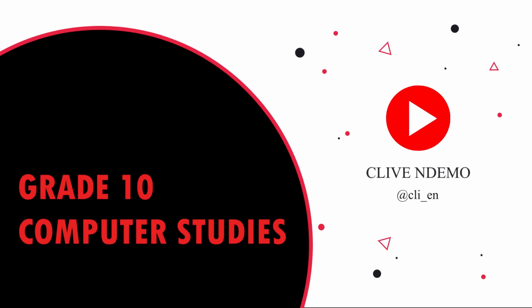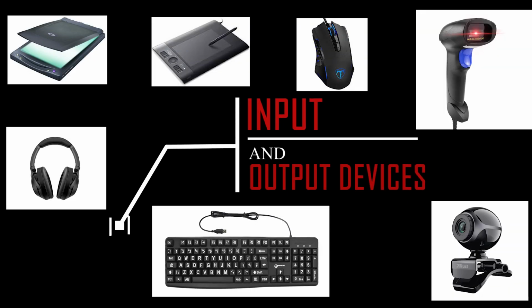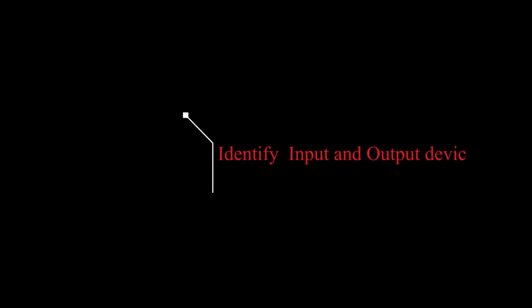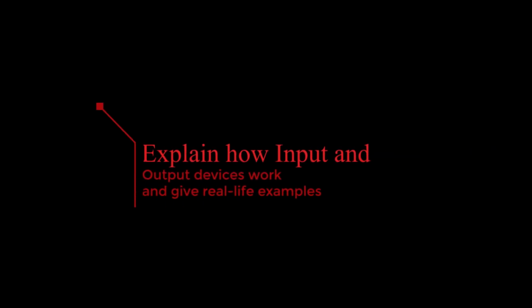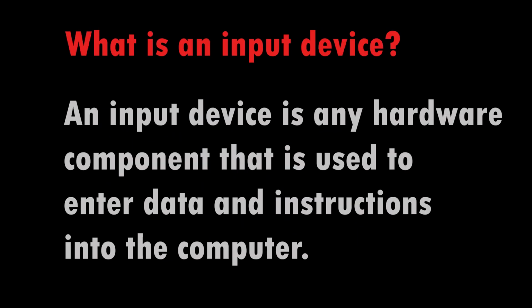In this lesson, we're going to learn about input and output devices. These devices are very important parts of our computer system. By the end of this lesson, you should be able to define input and output devices, identify different types of input and output devices, explain how they work, and give real-life examples. Let's begin. Let us start with input devices.